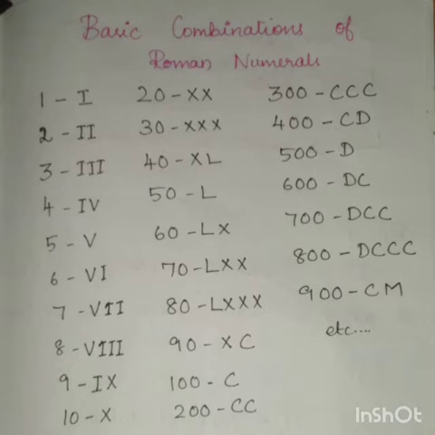Next is the basic combination of Roman numerals. These Roman numerals, I think you have seen in real life applications. When the Hindu-Arabic numeral is 1, your Roman numeral will be I. 2 is II, 3 is III, 4 is IV, 5 is V, 6 is VI. Like that it goes on till 900 CM, 800 DCCC.